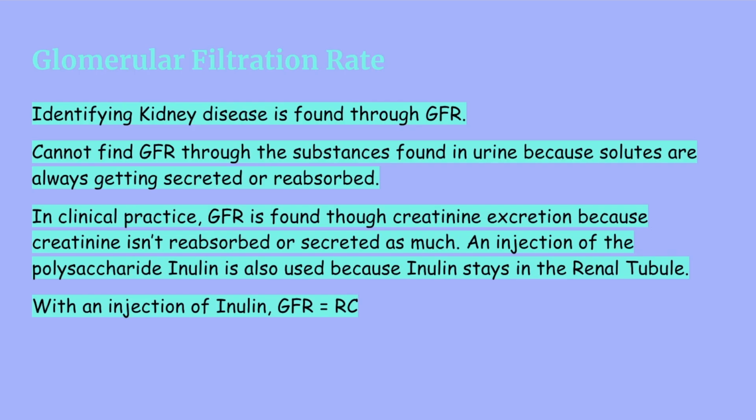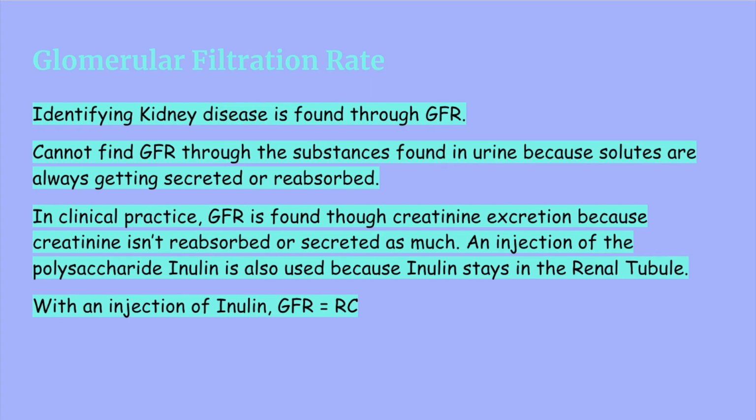Alright, so we just wrapped up our conversation about renal clearance from the ThinkPad. Now let's talk about glomerular filtration rate. Kidney disease is identified through glomerular filtration rate. Identifying glomerular filtration rate helps us understand how our kidneys are functioning and what's wrong with them. What can we fix? Glomerular filtration rate cannot be found through substances found in urine because these solutes are always being secreted or reabsorbed, meaning they won't stay in the renal tubule and won't give us an accurate description of the glomerular filtration rate.